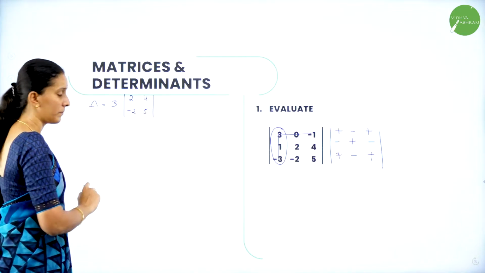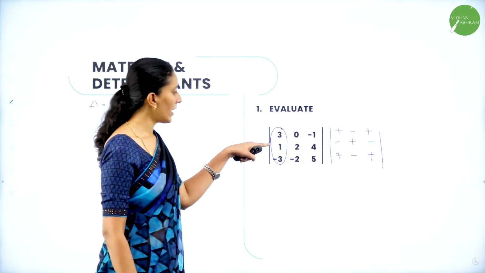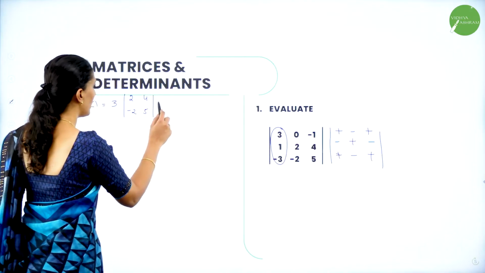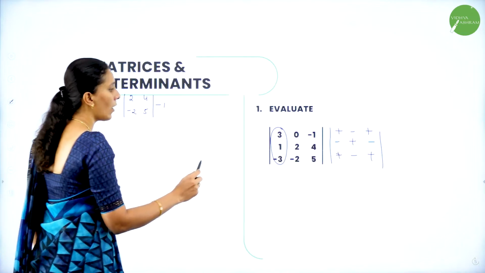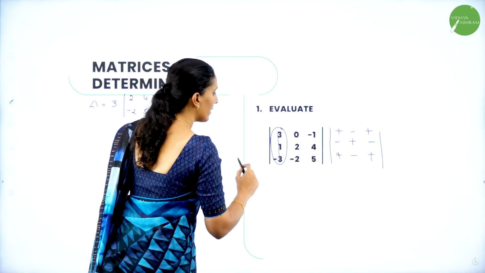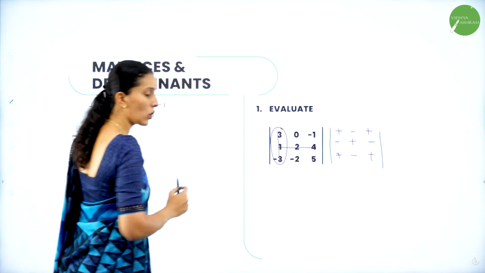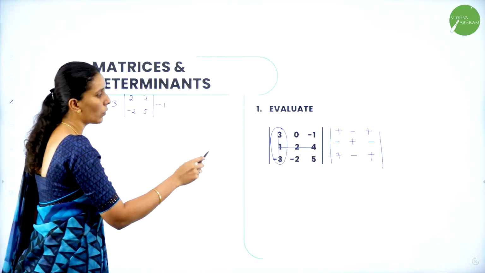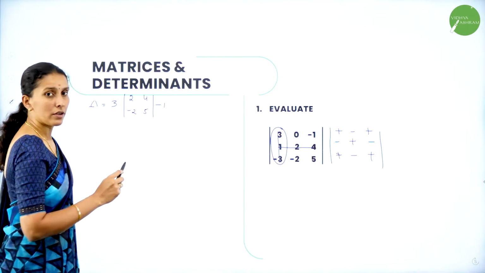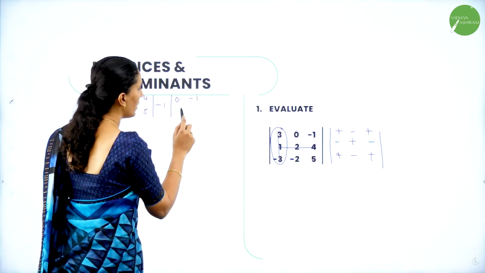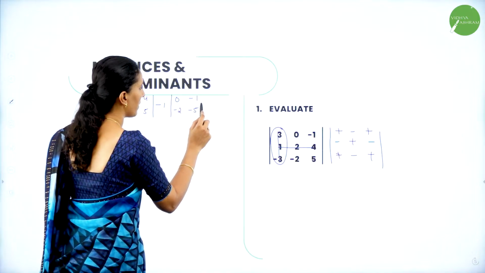So this is done. So next I have to take 1, but 1 you have to take it as minus 1. So let me take it as minus 1. Now leave the row containing 1 and column. So you are deleting the row and deleting the column containing 1. Write only the elements which are present in the form of the determinant: 0, minus 1, minus 2, minus 5.